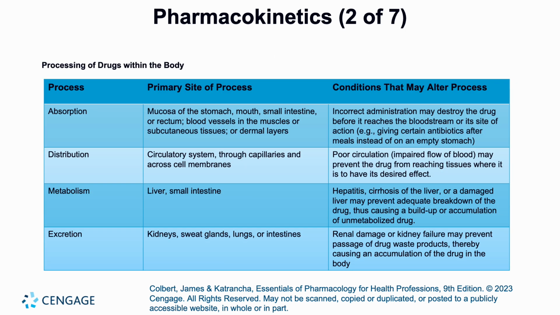This slide here is going to dive more into each process. So the primary site of absorption is the mucosa of the stomach, mouth, small intestine, or rectum. Blood vessels in the muscles or subcutaneous tissues or dermal layers. So what that means is it depends on where the medication's given, right? So if you are swallowing it, the mucosa of the stomach and the intestines is where it's going to be absorbed. If it is a suppository, if it's going in the rectum, the mucosa of the rectum is where it's going to be absorbed. If it is a shot, the blood vessels in the muscle or tissue is going to absorb the medication, so on and so forth.